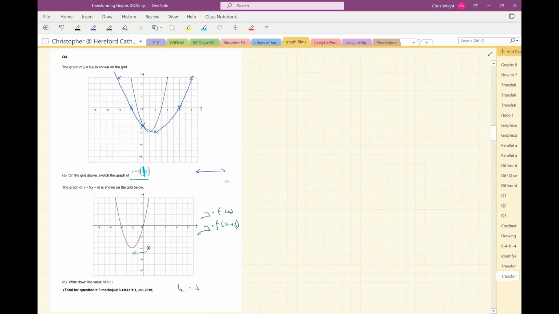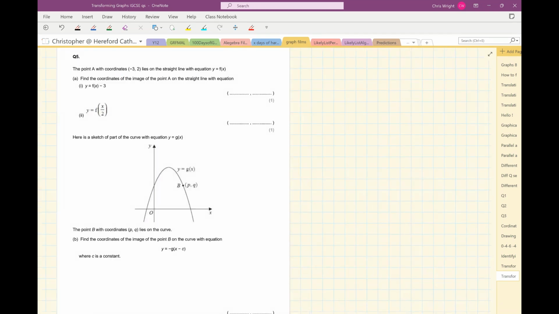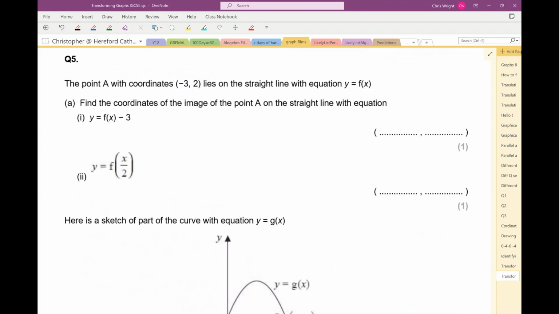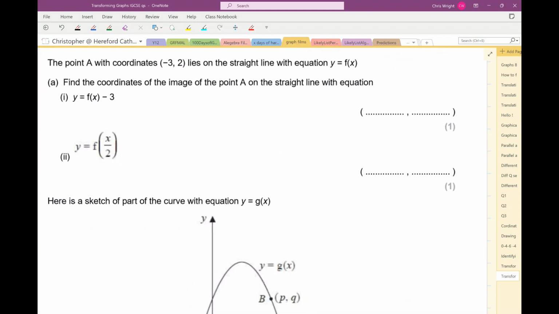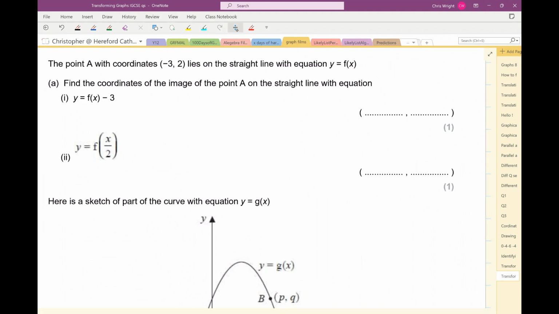And that is question 4. Question 5. The point A with coordinates minus 3, 2 lies on the straight line with equation y equals f of x. Find the coordinates of the image of the point A on the straight line with these equations. Well, let's have a look at this first one. The change is outside the bracket, so it's going to be a change to the y coordinate. It's going to be a change in the direction we would expect. So I'm going to subtract 3 from the y coordinate. So the x coordinate is going to remain as it was, and the y coordinate is going to be 3 lower. Let's look at part 2.